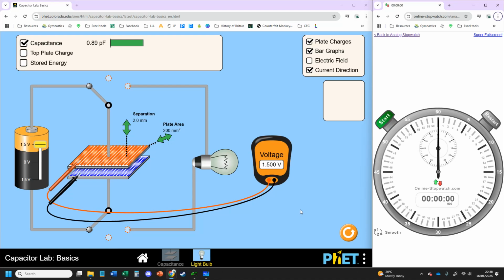Welcome to Required Practical 9. In this practical, you are expected to investigate the charging and discharging of capacitors with an aim to plot a log linear graph to find the value of RC.